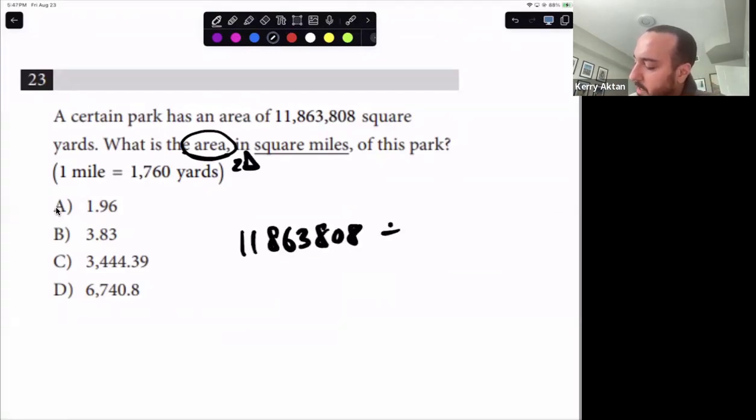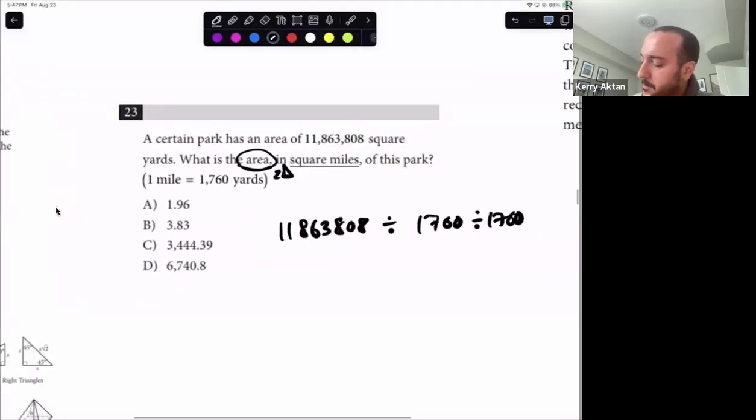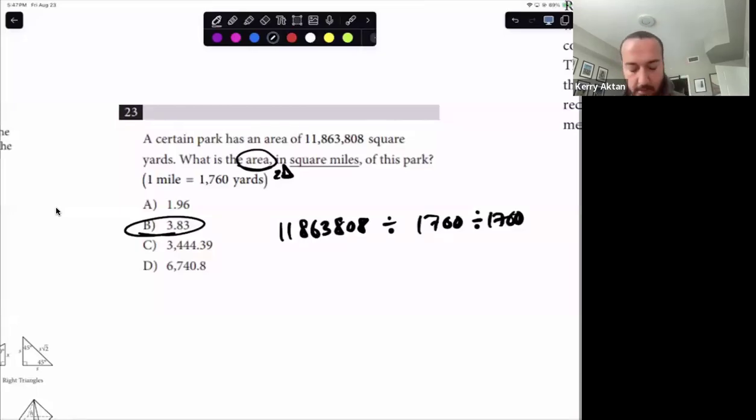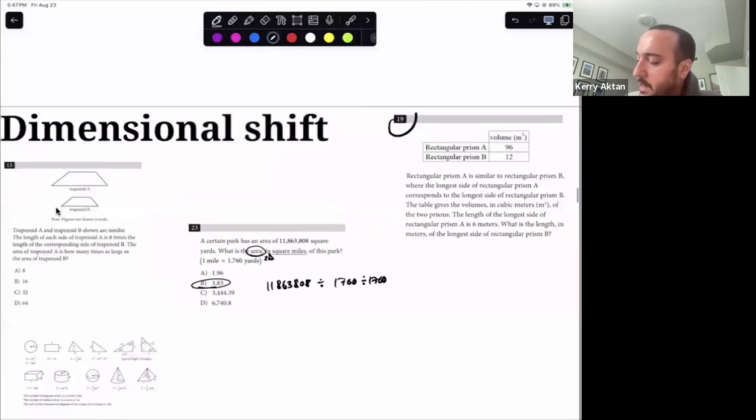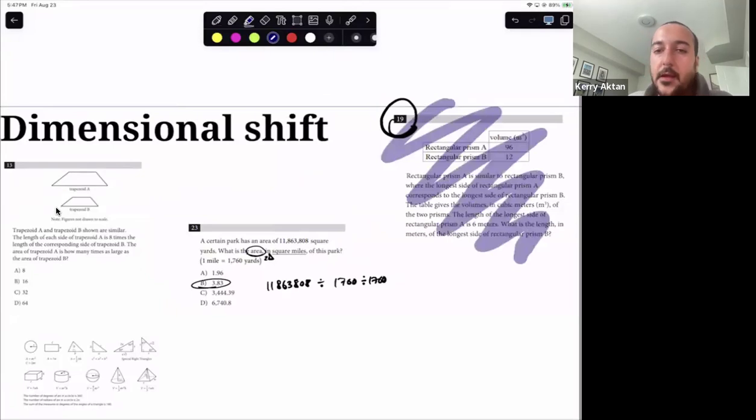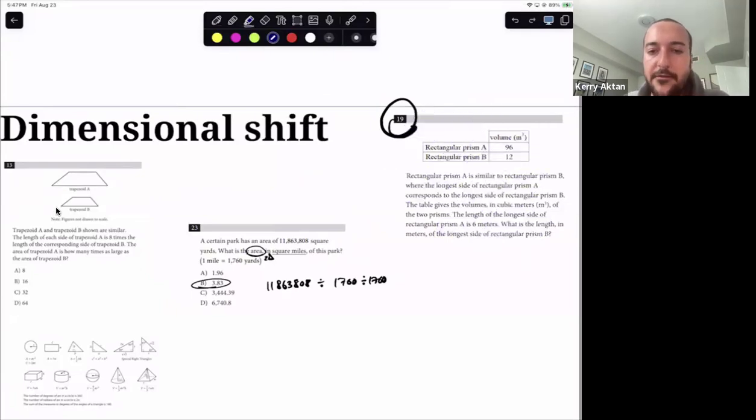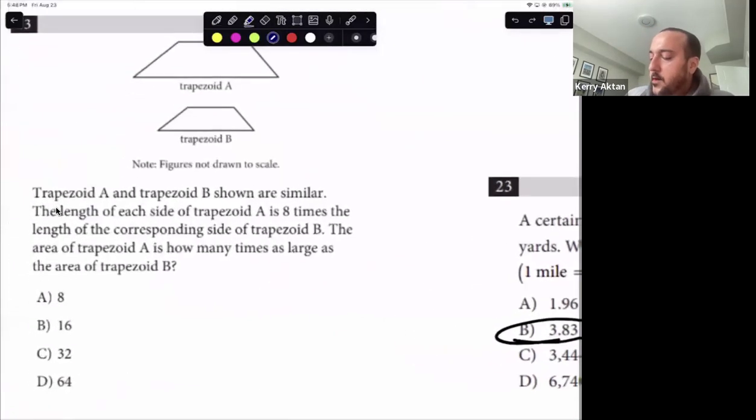11,863,808 divided by 1760 divided by 1760, and you get B. Again, for a two-dimensional object, for area, you have to apply that same conversion twice. For a three-dimensional object, you have to apply that conversion 3 times. For my students that are headed for not 900s, but like 800, 750s, if you want to try this one or do this with me later, please do. That's kind of like the hardest of this variation that I have.